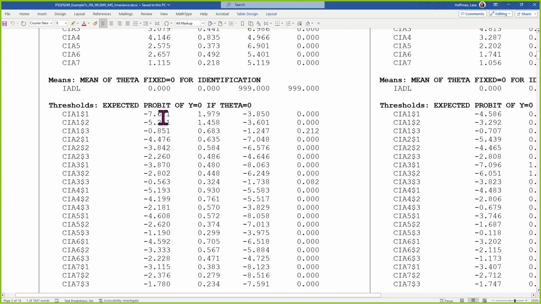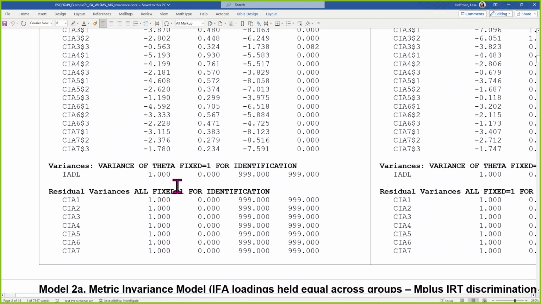Thresholds tell us about the expected probit of the lower response, conditional on a trait of 0. They are in the direction of difficulty, meaning that higher values mean the item is harder to endorse or harder to have. Lower values mean that the item is easier to endorse or be able to do in this case. And residual variances are all fixed to 1, so they're printed here since I referenced that in the code as well.